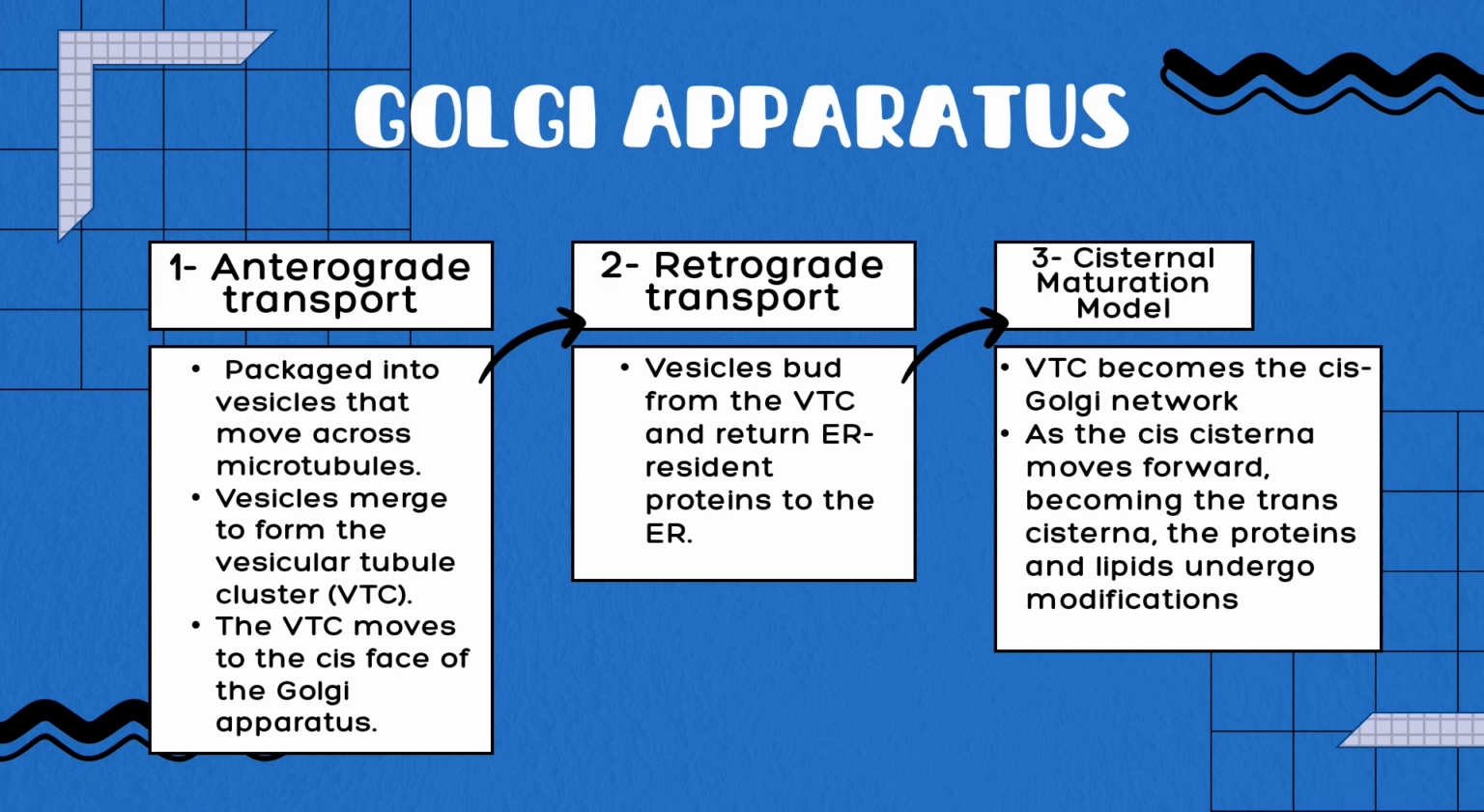It creates something called a vesicular tubule cluster. So it's a lot of vesicles next to each other, the vesicular tubule structure. And then this VTC forms the cis face of the Golgi body. So obviously now we've created a lot of vesicles fusing with each other, so it forms a large cistern or cisternae, and that becomes the cis face of the Golgi body.